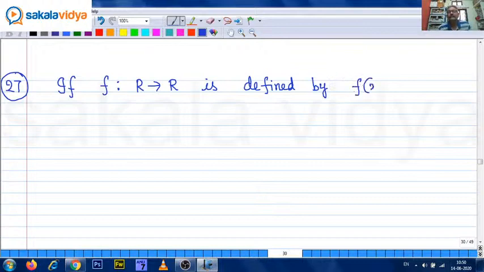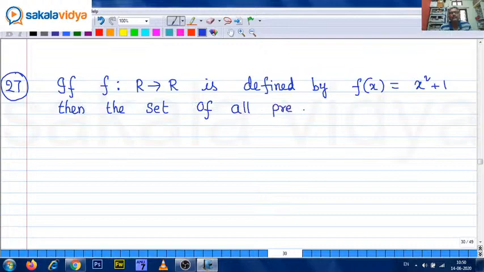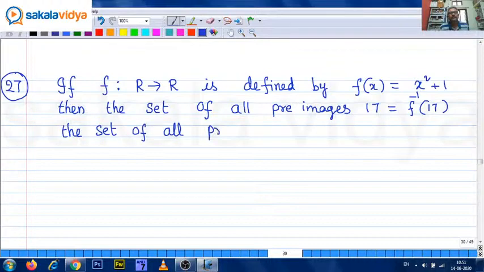By f of x equals x square plus 1. Then the set of all pre-images of 17, that is f inverse 17. The set of all pre-images of minus 3, that is f inverse minus 3, respectively.